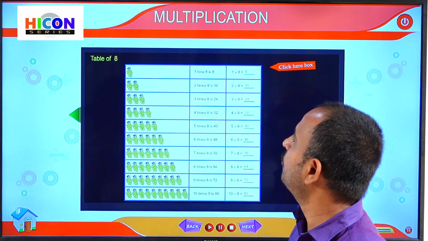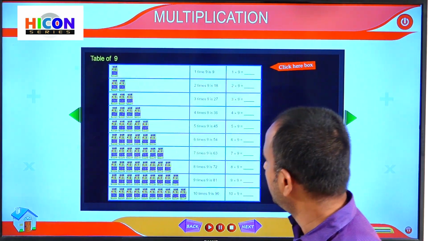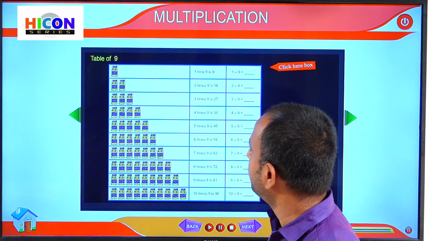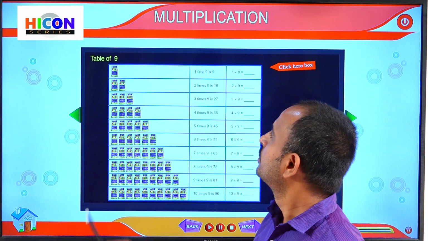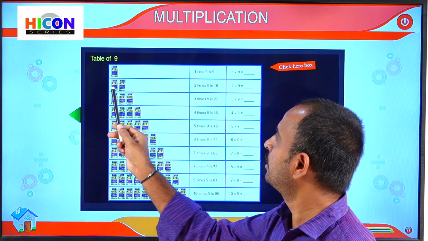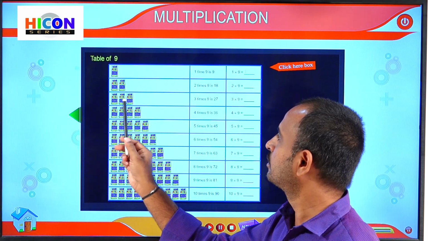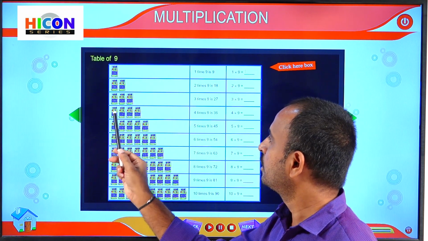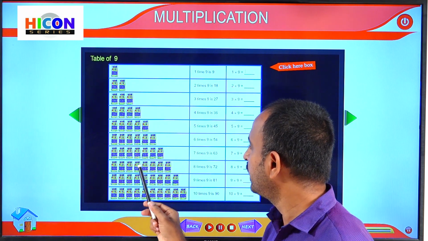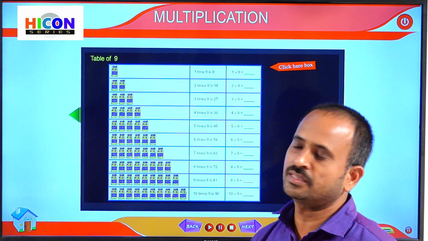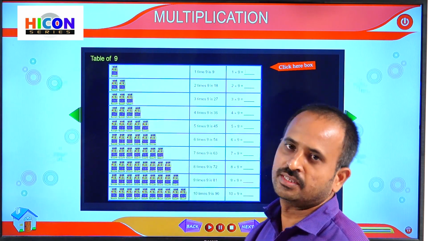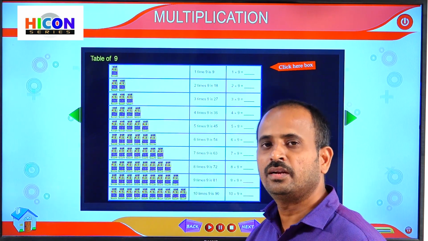That is the table of 9. So children, see, you are observing some color pencils in each group. So this is the first group. There is only one group. In the second row, there are two groups. And the third row, there are three groups. In the fourth row, there are four groups. So in this way, each row contains some groups of color pencils. And each group has 9 pencils.